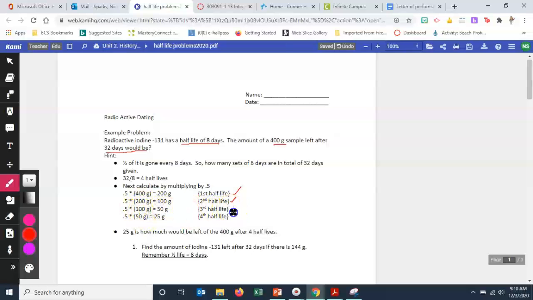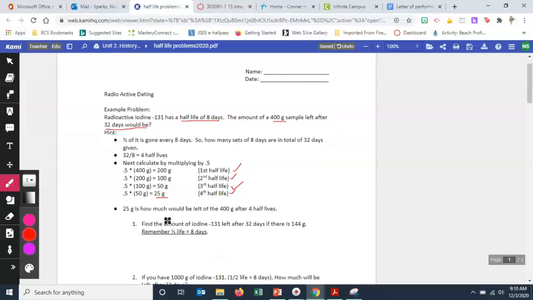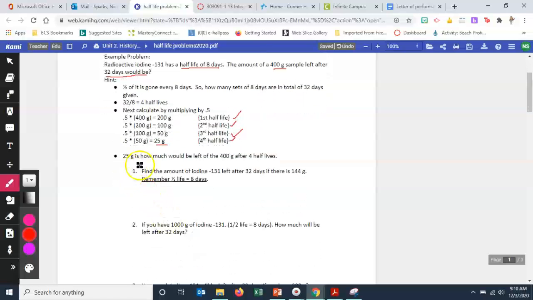Now we have 100 grams left, divided by 2, we've got 50. And then finally, with our 50 grams, we have one more half-life it has to go through. So we take 50 divided by 2, and that gives us our 4th half-life. We started with 400 grams, and by breaking it down 4 times, we end up with 25 grams left after those 4 half-lives.